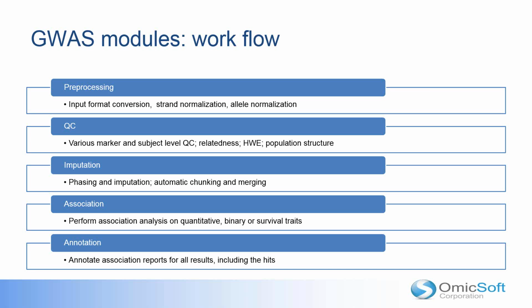On the QC side, we do marker and subject level QC. We do relatedness analysis and Hardy-Weinberg equilibrium. We pull the data from Watson G to do population structure estimation. We calculate these eigenstrat vectors for later association analysis. On the imputation side, we do phasing and imputation with automatic chunking and merging. This process usually takes a lot of computing, and we suggest the user connect to a cluster to run this type of analysis.